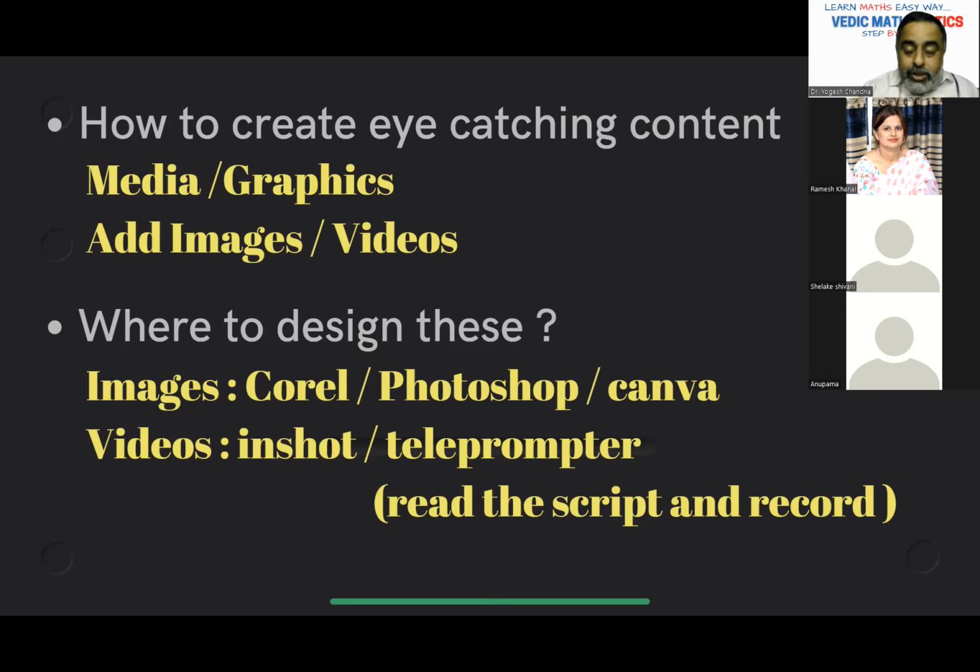But do try this. This will give you a better result. Yes, now, this was regarding images. Now, videos also are required. InShot is one such software where you can record the videos. But again, there are reasons.